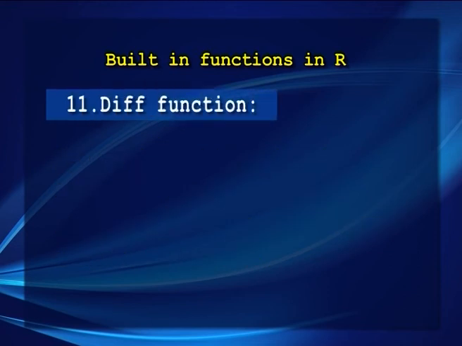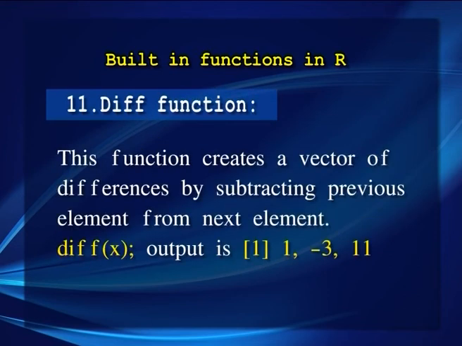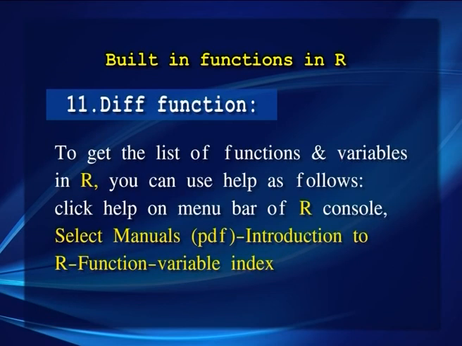Diff function creates a vector of differences by subtracting previous element from next element. Diff x, the output is 1, minus 3 and 11. To get the list of functions and variables in R, you can use help as follows. Click help on menu bar of R console, select manuals and in that, introduction to R, function and then variable index.